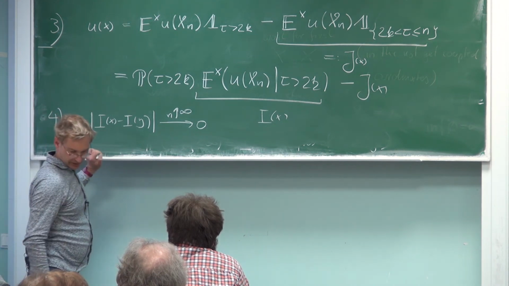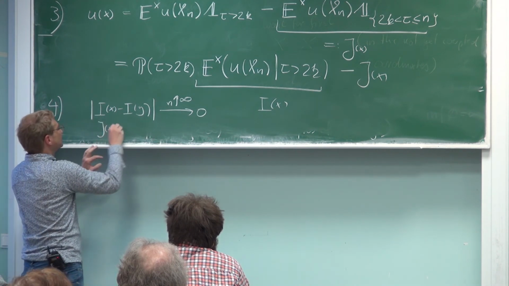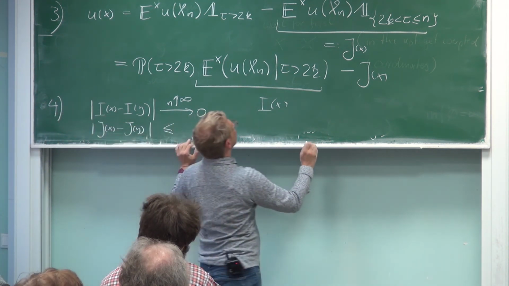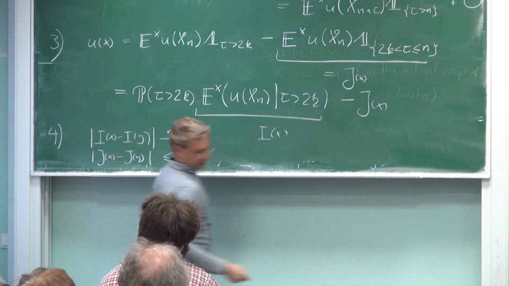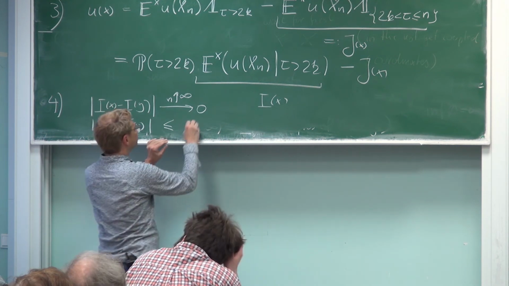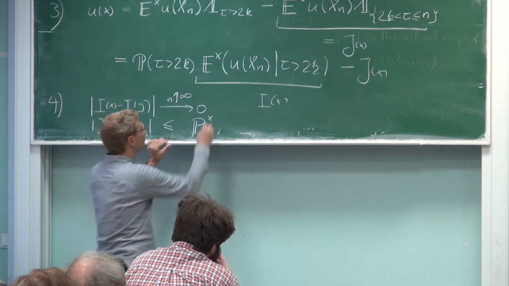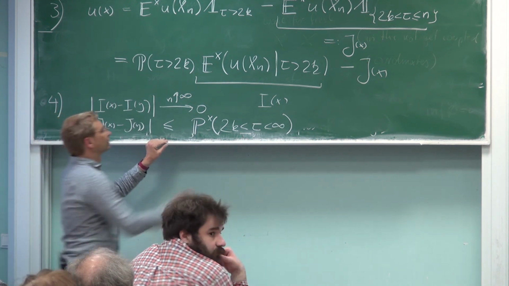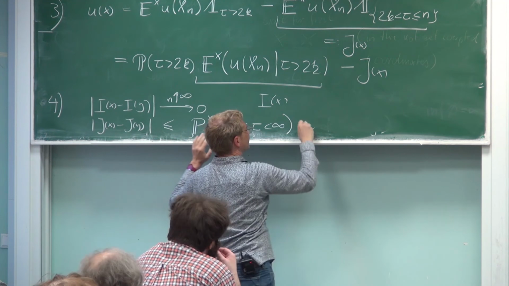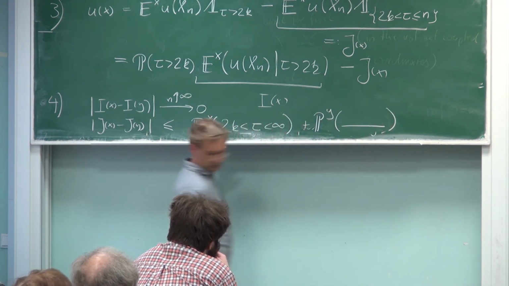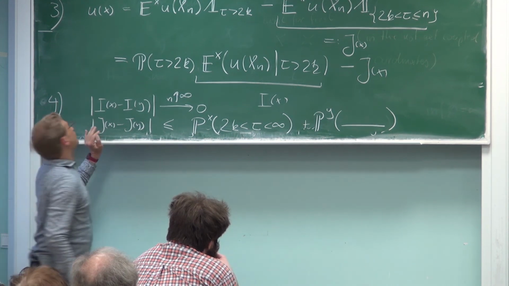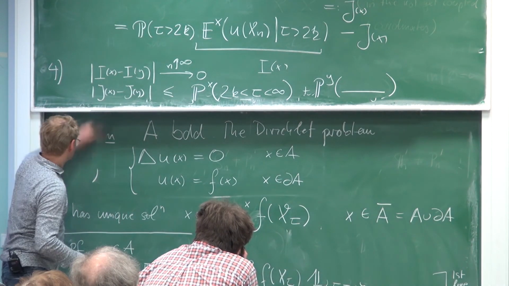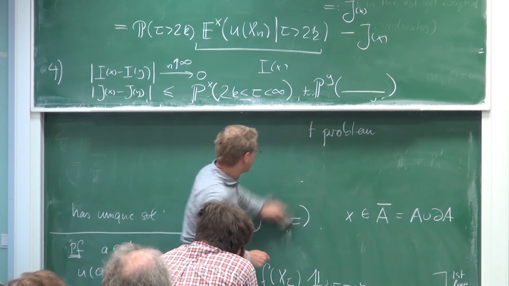And jx minus jy can be estimated in a trivial way by just these probabilities and some big constant. X, 2k less than tau less than infinity. And for x, and then the same for y. Okay. Good. And if you have that, you can conclude, but these were pretty fairly direct calculations.